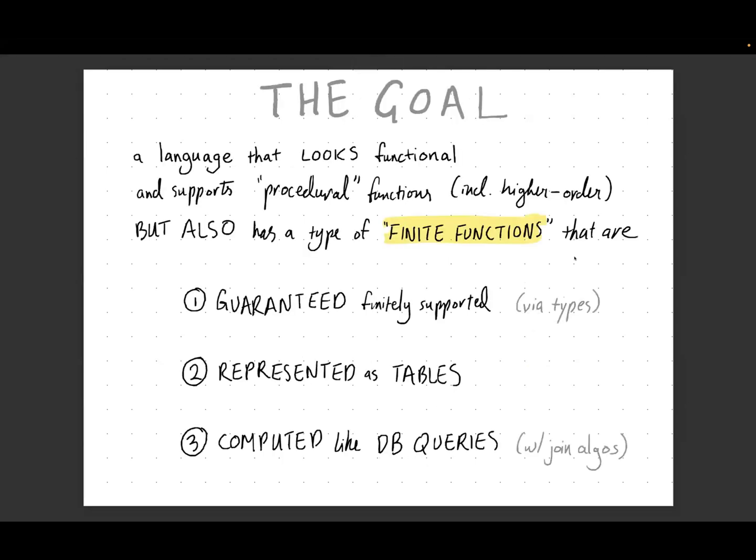So the goal now is I'm going to give a language that looks functional. It supports procedural functions, including higher order ones, but also supports finite functions. It has a type for finite functions. These are going to be guaranteed finitely supported by the type system. They're going to be represented by tables, and they're going to be computed like database queries. And in this talk, I'm mostly going to talk about point one. Represented as tables is relevant, but I'm not going to talk about how we compute them. I have ideas for that.